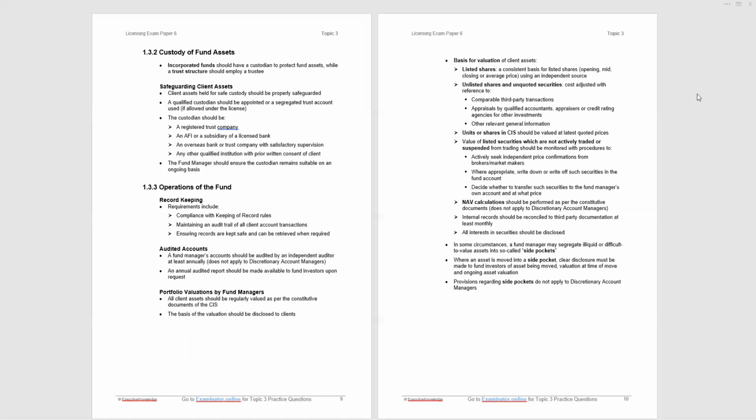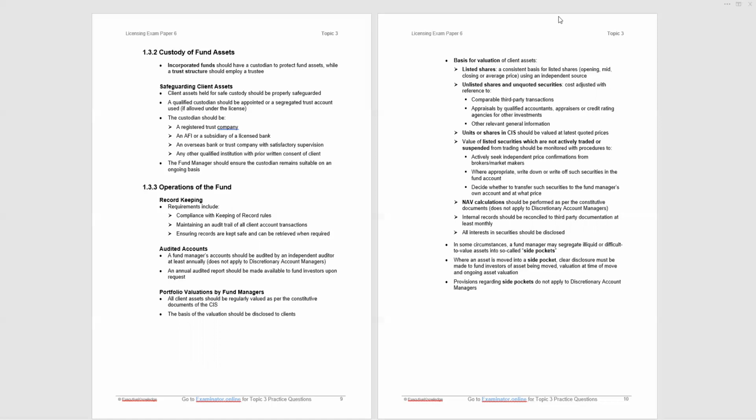The net asset value calculation should be performed as per the constitutive documents. Internal records should be reconciled to third-party documentation at least monthly, and all interest in securities should be disclosed. There's 3 points at the bottom of page 10 there on side pockets.